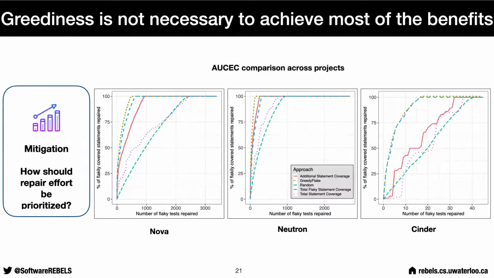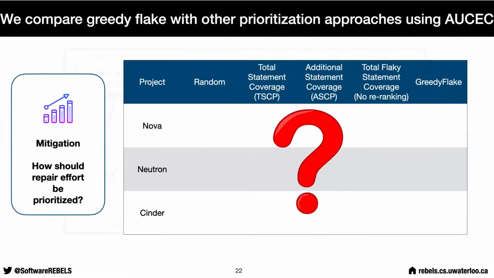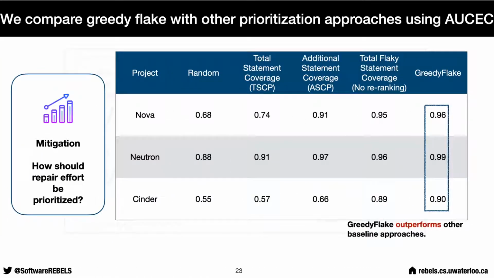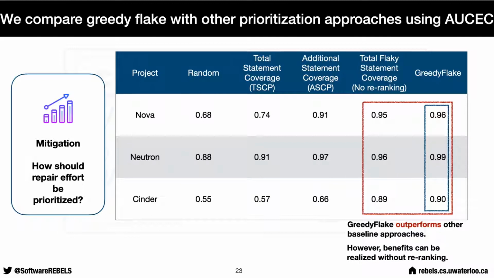Here's the result for our projects. We can see that GreedyFlake has the highest area under the cost effectiveness curve. Here's the detailed comparison. GreedyFlake outperforms all the approaches, but comparing it with just the total flaky statement coverage, that is without a re-ranking, we can see that most of the benefits can be achieved by just targeting the flakily covered statements, and there is no need to be greedy.